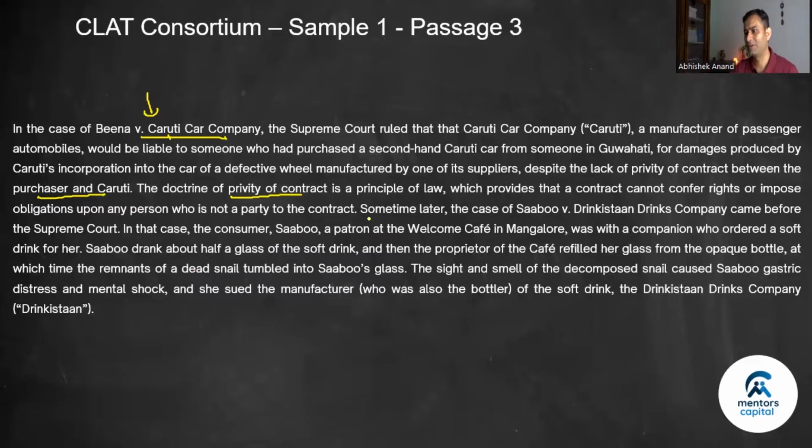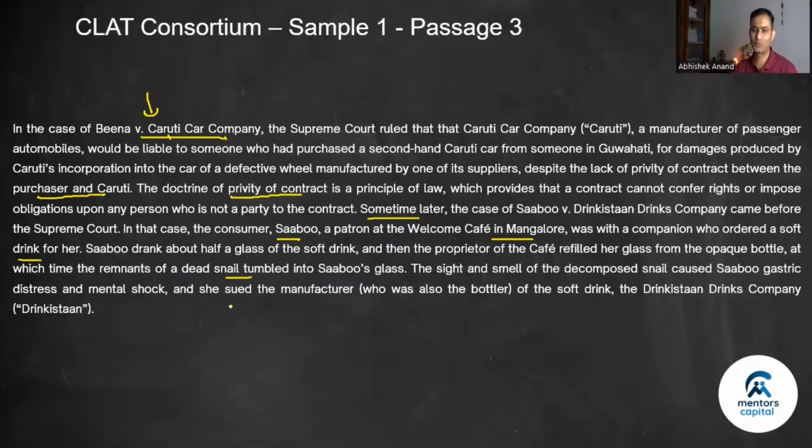Now what happened? Sometime later, in the case of Sabu versus Digistan, the same thing happened. In that case, the consumer Sabu, a patron at the Welcome Cafe in Mangalore, was with a companion who ordered a soft drink. Sabu drank about half a glass of the soft drink, and then the proprietor of the cafe refilled the glass from the opaque bottle. A dead snail tumbled into Sabu's glass. The sight and smell of the decomposed snail caused Sabu gastric distress and mental shock, and she sued the manufacturer.